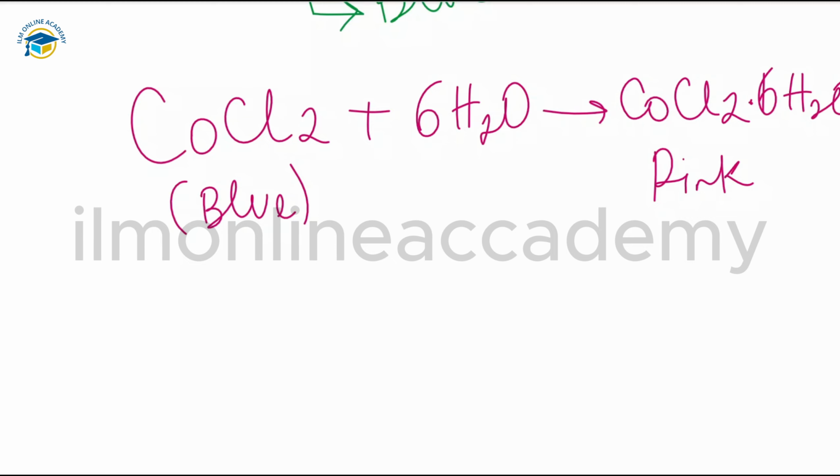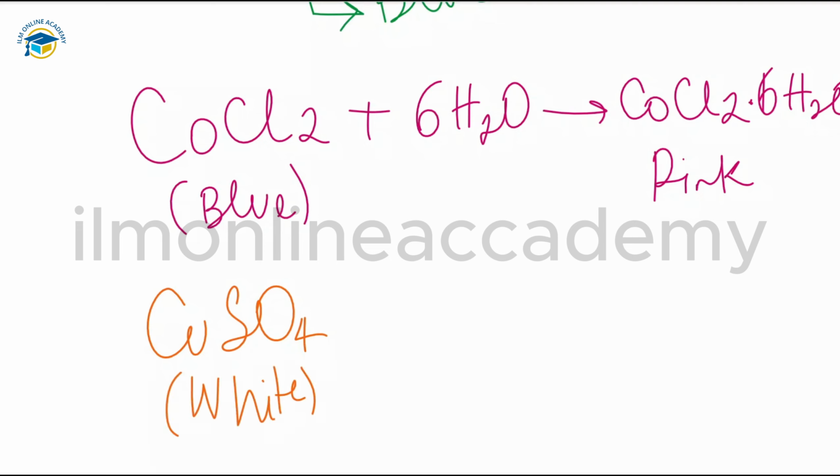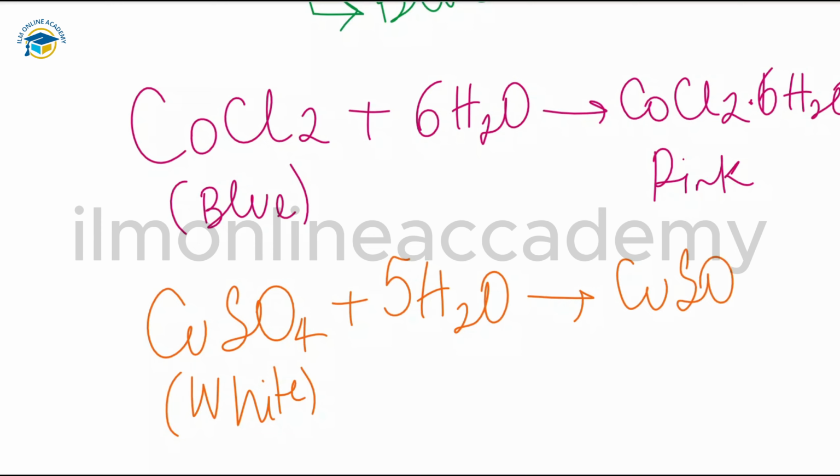So by the change in color, you can easily check whether water is present or not. Next, the equation for copper sulfate: we have anhydrous copper sulfate, and this is normally white in color. Whenever it comes in contact with water, what will happen? It changes into a hydrated compound, and that hydrated compound has a specific color, that is blue. So the change in color will tell you whether water is present or not.